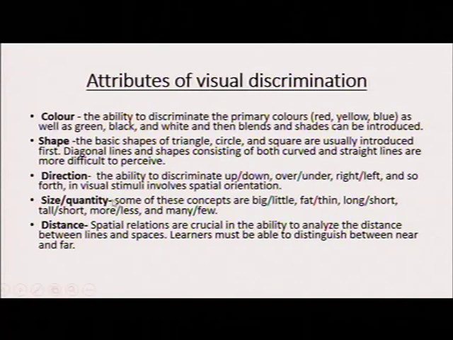Size and quality. Some of these concepts are big or little, fat or thin, long or short, more or less, and so on. And distance has to do with the spatial relationship and an ability to analyze the distance between lines and space. The learners must be able to distinguish between near and far. I'm near to the teacher's table, he is far from the teacher's table. These are the attributes of visual discrimination.